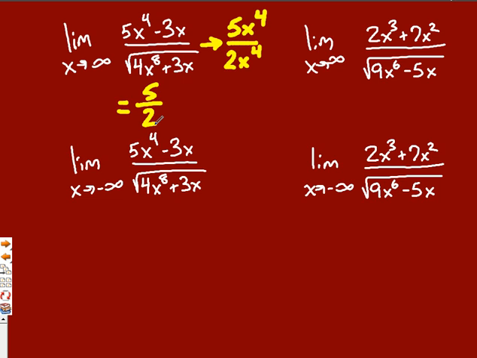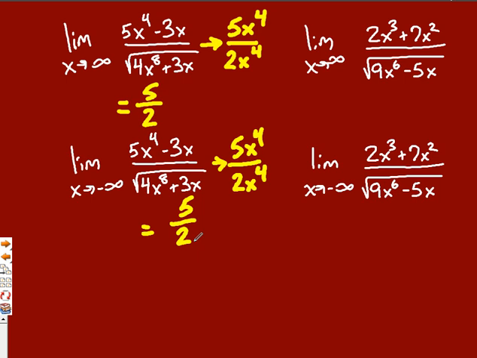I can do the same thing here with my denominator, or I'm sorry, if I have instead of positive infinity, negative infinity, really I'm acting like 5x to the 4th over 2x to the 4th. My exponents are the same. I still have an answer of 5 over 2, even though I'm going to negative infinity.